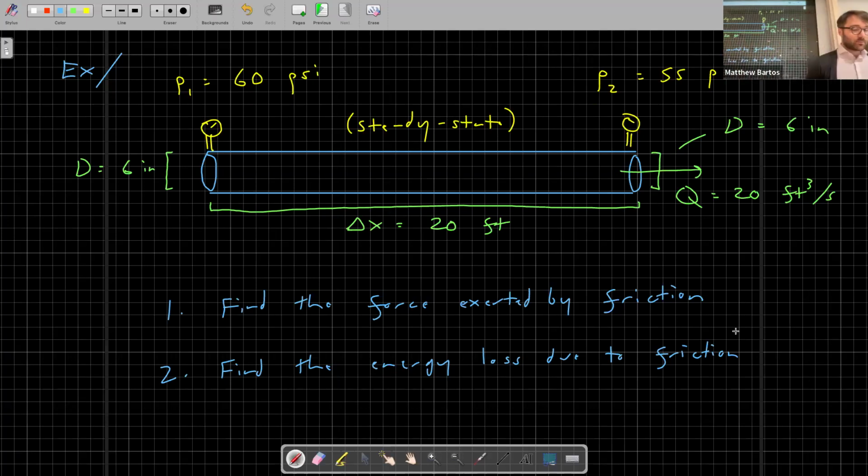Okay, so for the first problem, what's our general approach going to be? What do you think our general approach is going to be to find the force exerted by friction? What equation would probably help us? What equation involves forces? Conservation of momentum, right? So we can treat this kind of like a statics problem and apply a force balance to the fluid in our pipe.